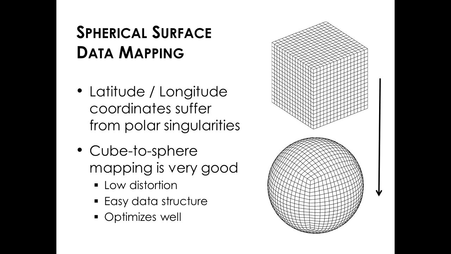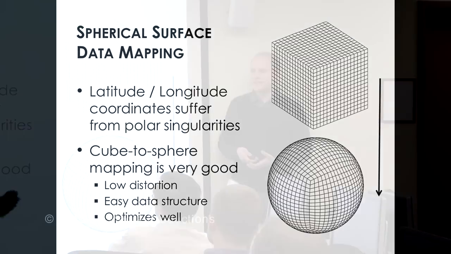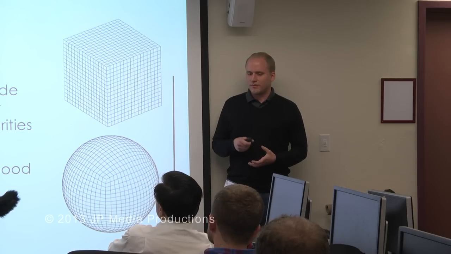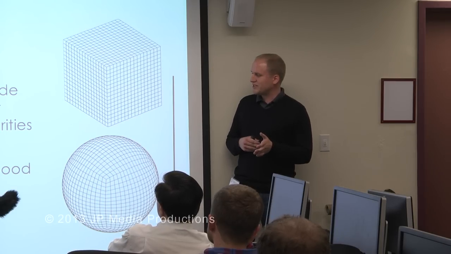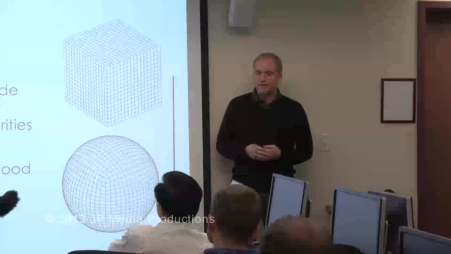Now, actually rendering the planets, actually displaying these planets, there's a number of ways of doing it. You can use polar coordinates. There's all kinds of ways of doing this. The way I did it is with cube to sphere mapping. It's very simple and maps very easily to the way computers like two-dimensional data structures, and it looks good in the end result.